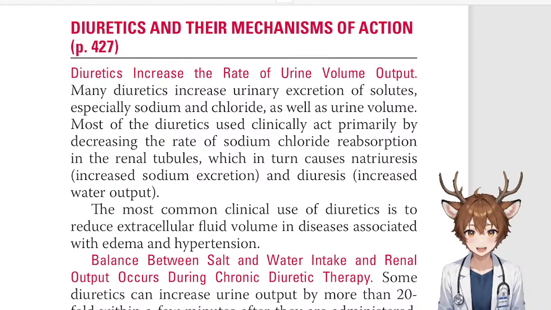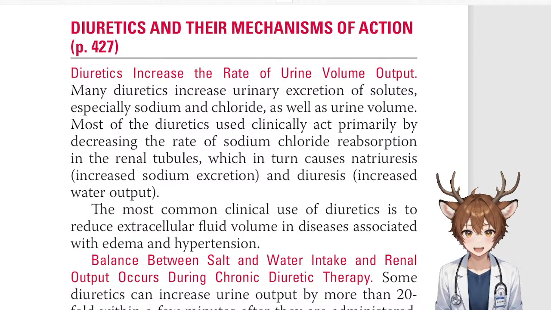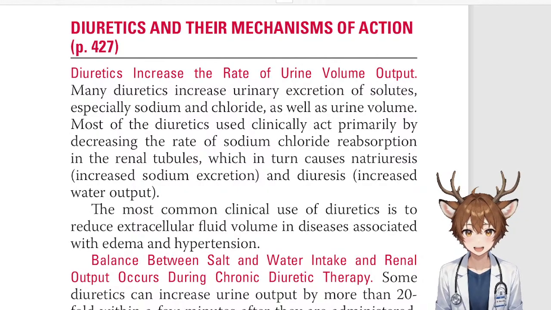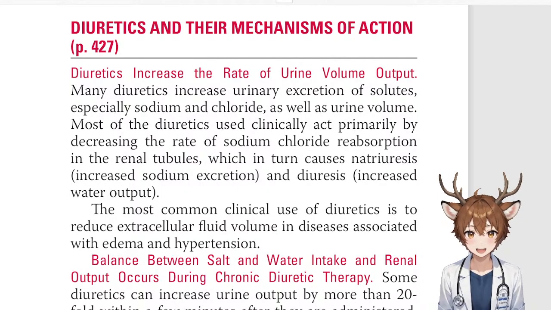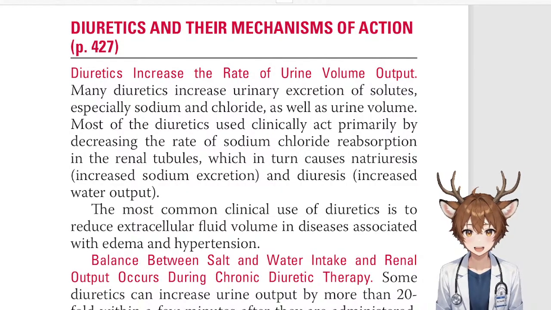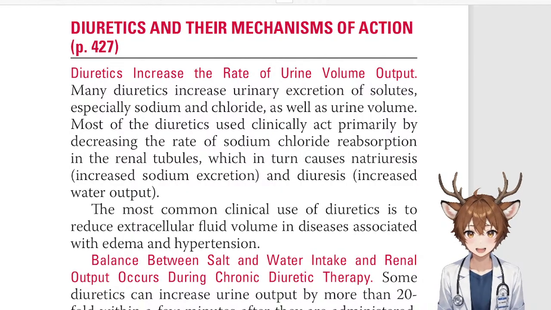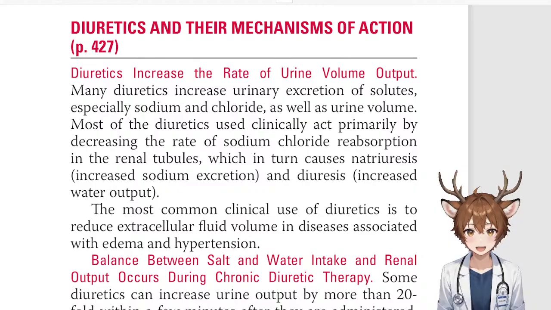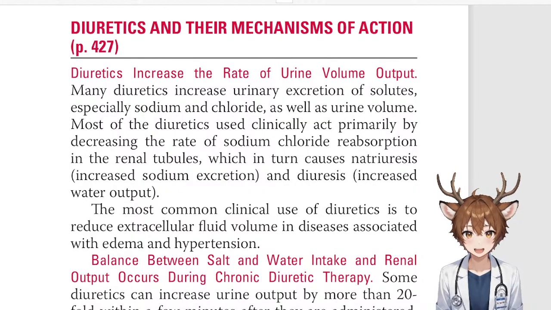Diuretics and their mechanisms of action. Diuretics increase the rate of urine volume output. Many diuretics increase urinary excretion of solutes, especially sodium and chloride, as well as urine volume. Most of the diuretics used clinically act primarily by decreasing the rate of sodium chloride reabsorption in the renal tubules, which in turn causes natriuresis, increased sodium excretion, and diuresis, increased water output. The most common clinical use of diuretics is to reduce extracellular fluid volume in diseases associated with edema and hypertension.